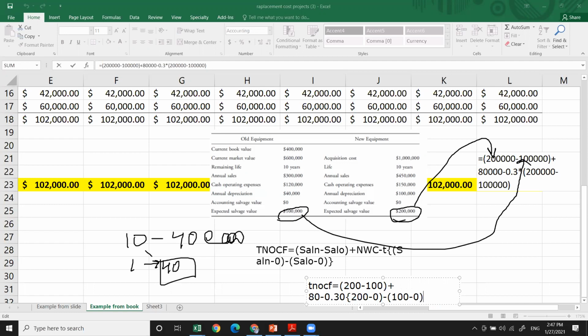Excuse me, Professor, can I ask? Yeah, sure, of course, you have to ask. Can you explain one more time why it's 0? Because look, you buy the new equipment. For how many years are you going to use the new equipment? For 10 years. At the end of the year, each year, what will be the depreciation of the new equipment? Annual depreciation, it's here, 100,000.